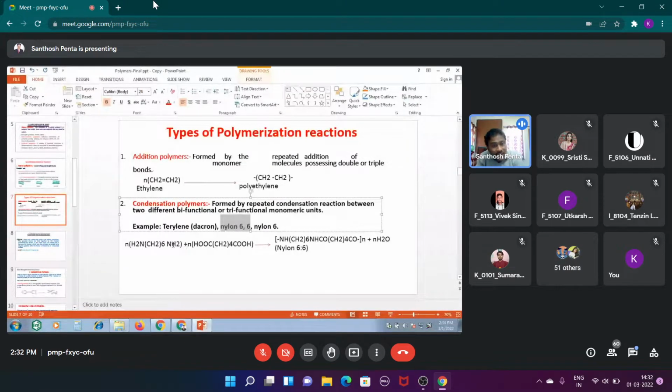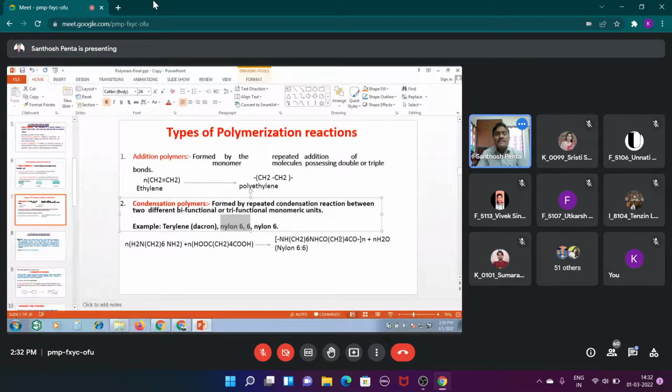So in the reaction, one hydrogen from the amine and the hydroxy group from the carboxylic acid leave as H2O. See here, the H in the NH2 and here the OH, so H2O is there. By the elimination of H2O, that is going to produce the nylon 6,6 polymer.